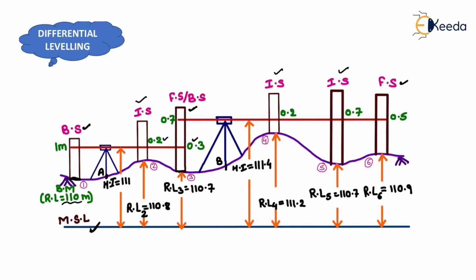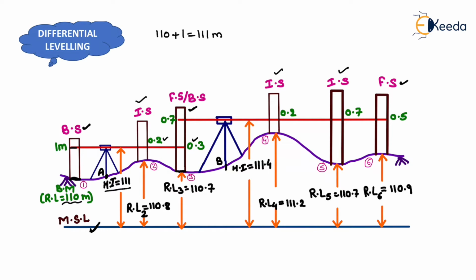Now the RL of benchmark is 110 meter and the backside reading is 1 meter. So for finding the height of instrument at station A, we need to add the RL of benchmark with the backside. So if we will add RL of benchmark, that is 110 meter, plus backside reading, that is 1 meter, we will get the height of instrument as 111 meter at instrument station A. So we will write height of instrument as 111 meter. Now this height of instrument is constant till we don't change the position of the instrument, okay. So it will be constant for station 2 and station 3.